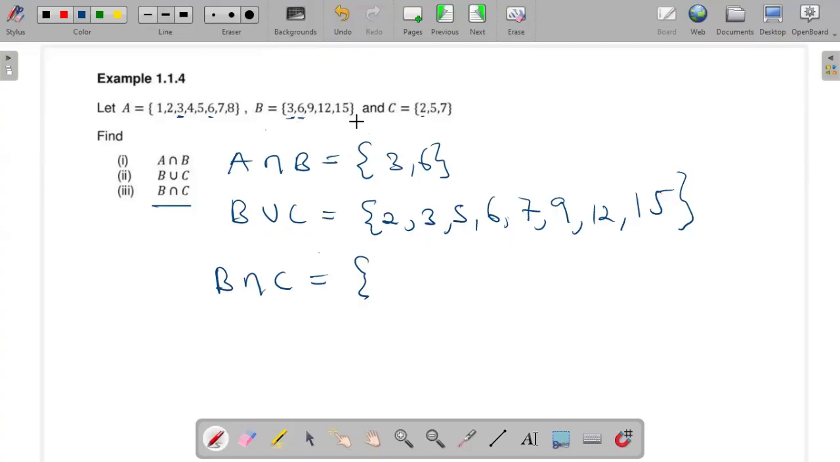So what is common in B and in C? There is nothing common, so meaning that is an empty set. So I say this here is just an empty set like that. So that's how you'd find these simple questions like that.